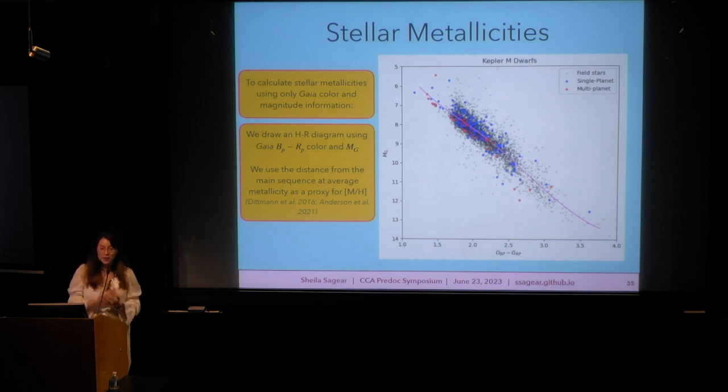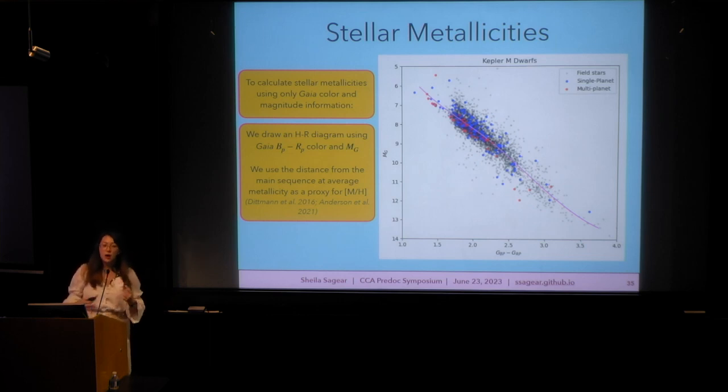The way we do this is by following a method that Jason Dittman first published, I think in 2016. We essentially take Gaia BP-RP color and absolute magnitude and draw this color magnitude diagram where each of these dots is a Kepler M dwarf, and we fit a spline to the middle of the model. And we say, well, that spline represents the main sequence at average metallicity, and the distance of each star from that main sequence at average metallicity represents the metallicity.